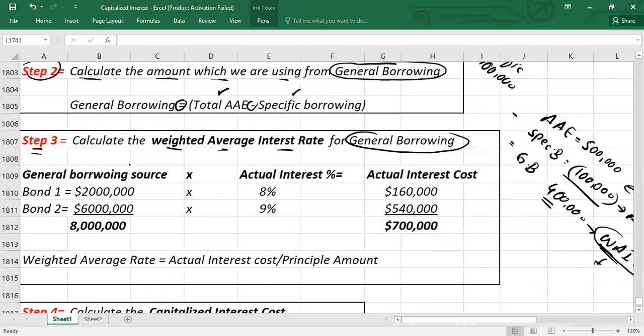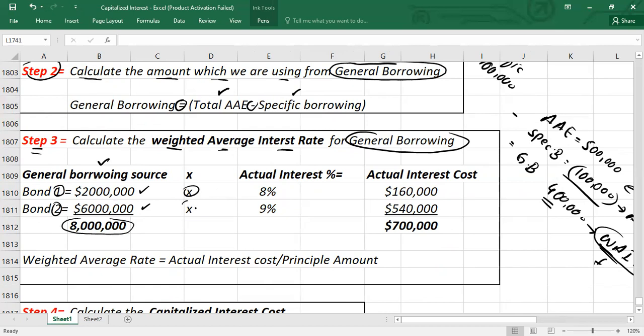So guys, you need overall 3 columns. First of all, you will write the general borrowing sources of finance. For example, I'm assuming we have a bond 1 and bond 2. This is the principal amount, 2 million and 6 million, I'm assuming only. So total borrowing is 8 million.